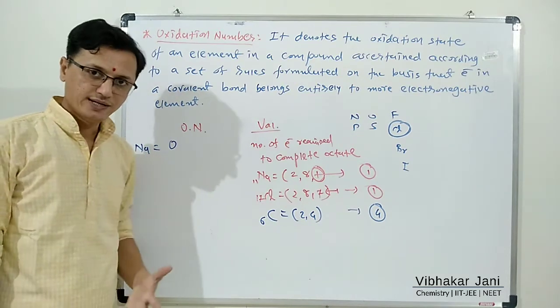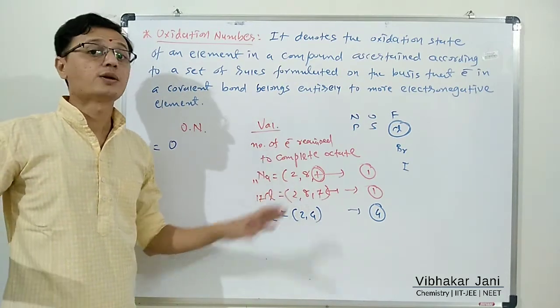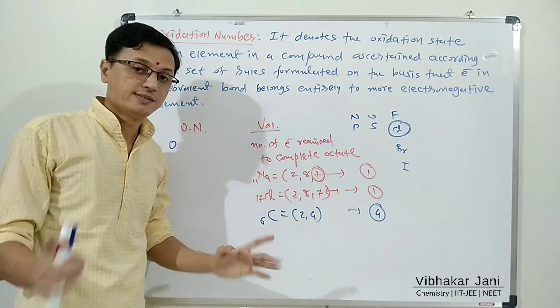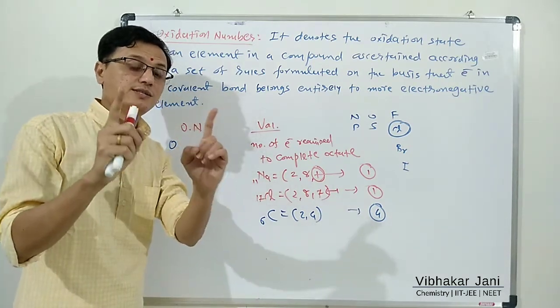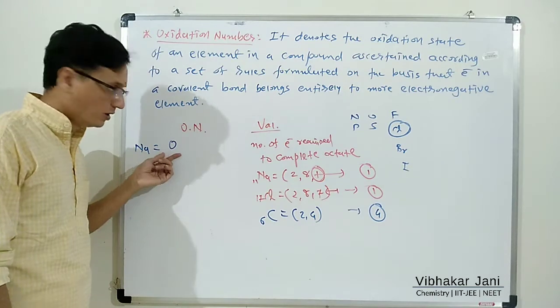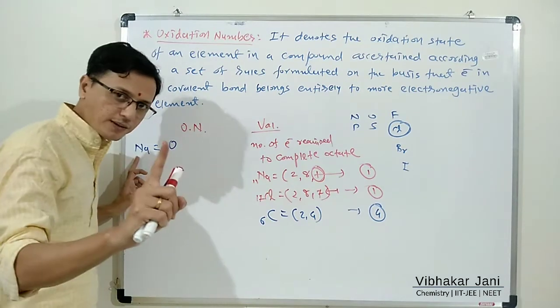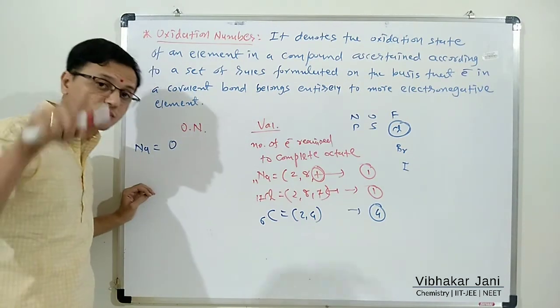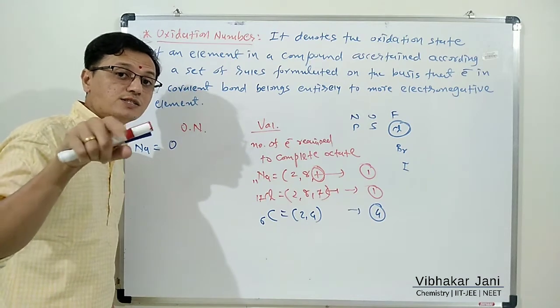So all elements, if they are in free form, not attached with any other elements, then oxidation number is always considered as 0. Valency of this sodium is 1, but its oxidation number is 0.